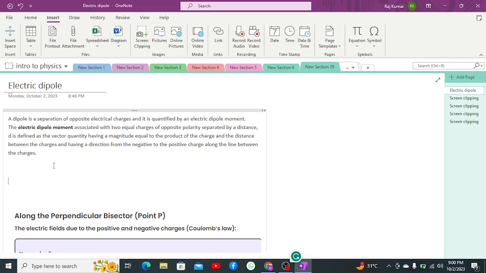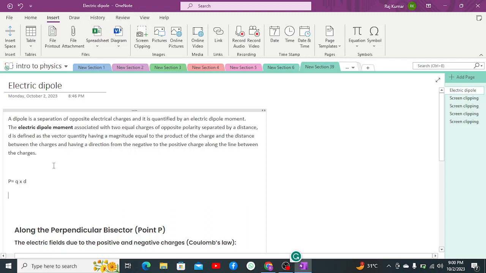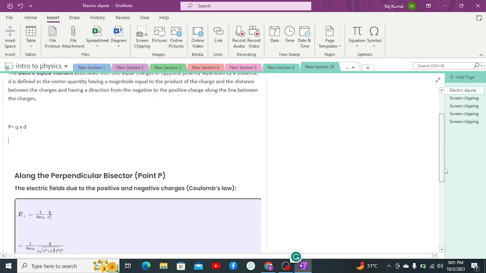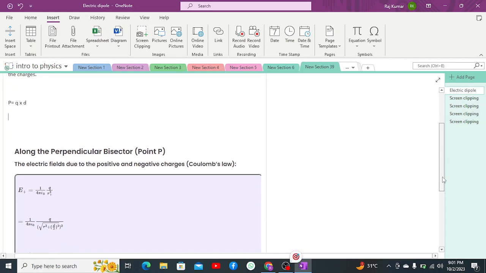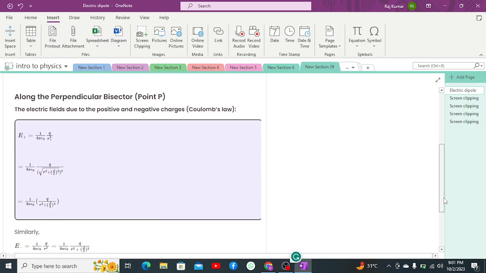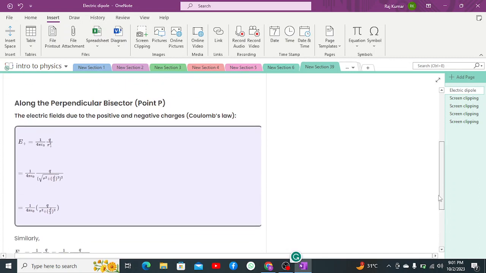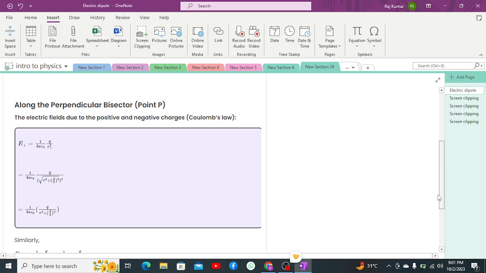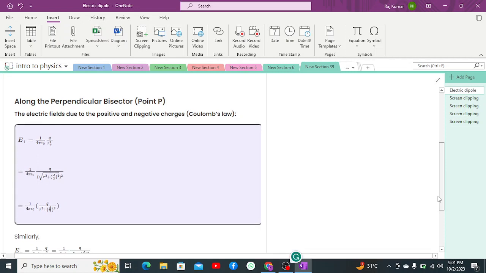Now in this case we can represent this condition as p equals q into d, which means that the dipole moment is the vector product of the charge and the displacement between the two charges. Now, in this condition both charges should have the same magnitude but their signs can be opposite.